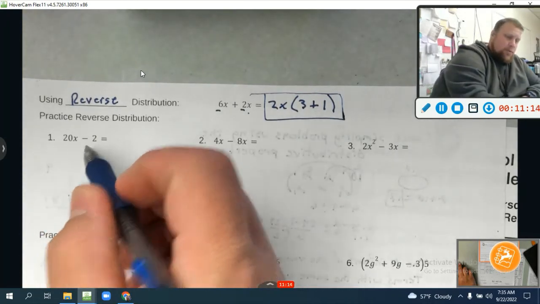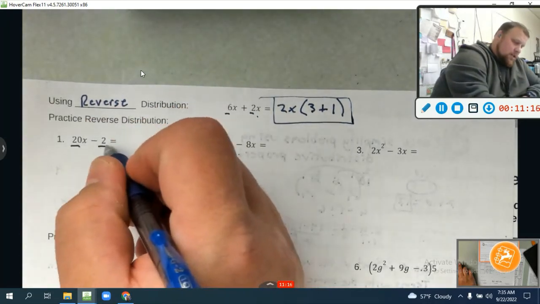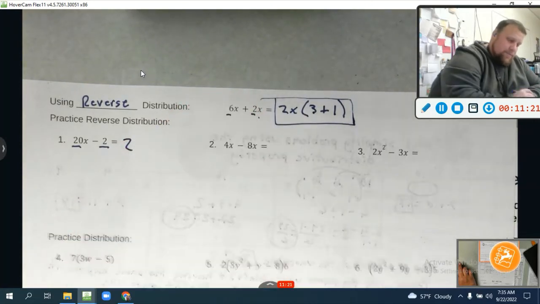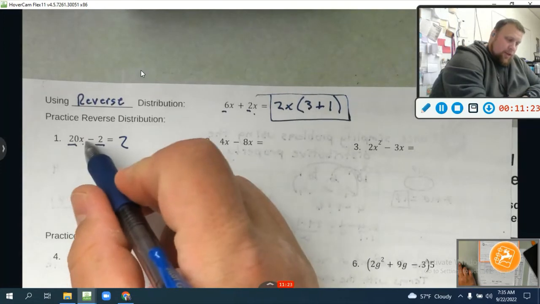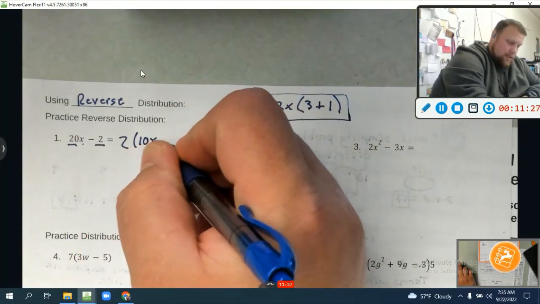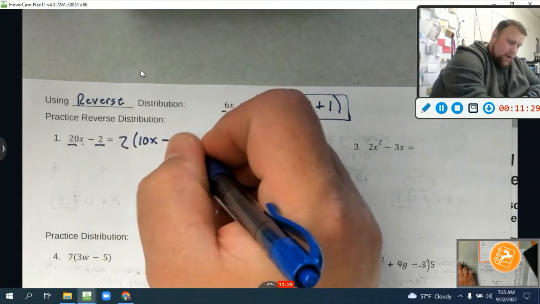Let's reverse distribute this. We're going to look at the 2 digits. What can I pull out of 20 and 2? Well, I can pull a 2 out. Do they both have a variable in common? Nope. So now I'm just left with 20 divided by 2 is 10x, minus 2 divided by 2 is 1. Boom.